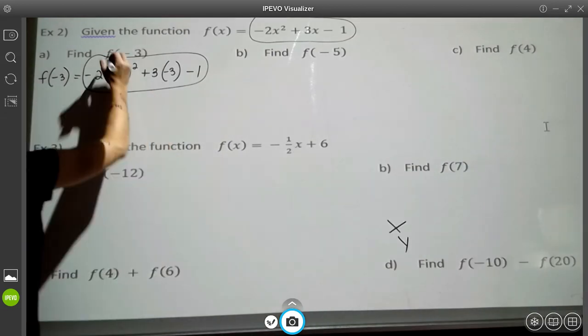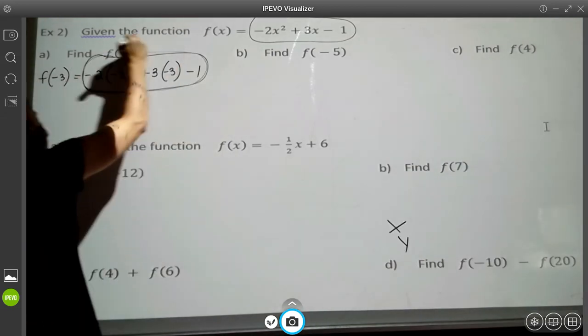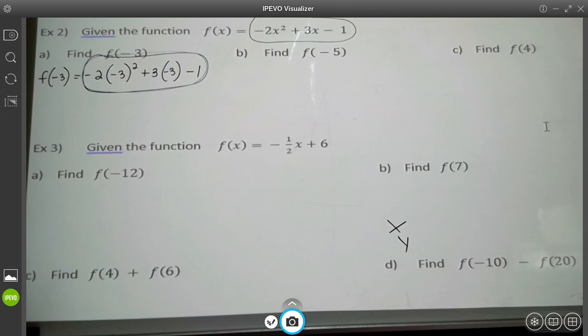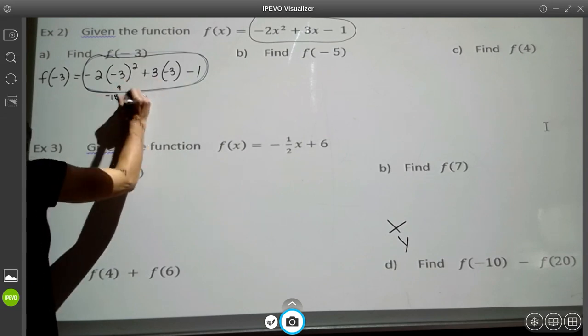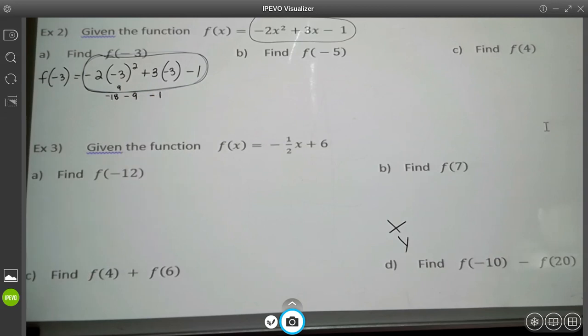All right. This is what's going to get you the answer. So you can either PEMDAS it yourself, order of operations, or just plug it into your calculator. That's going to get me 9, -18, -9, -1 comes down.